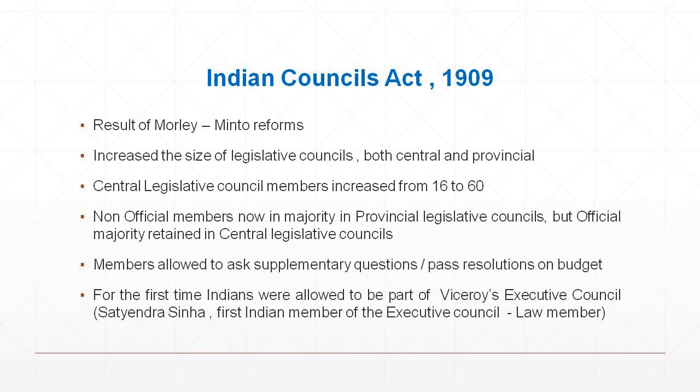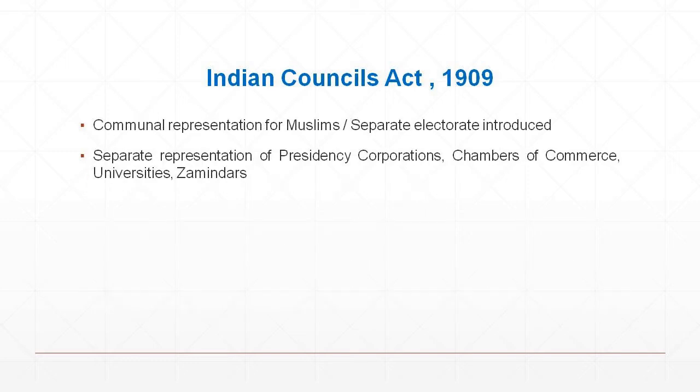Number 5, this is very important. It introduced a system of communal representation. First time we can see communal representation coming in. Communal representation for Muslims. This is also a fallout of 1905 when Bengal was divided into two states. There was a rise of revolutionary movements in Bengal, and the British wanted to curb it.